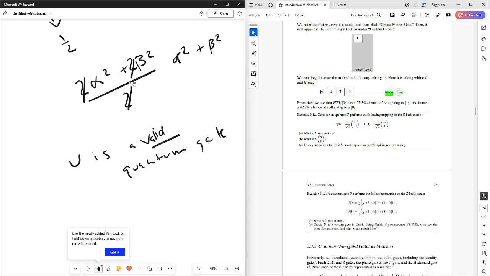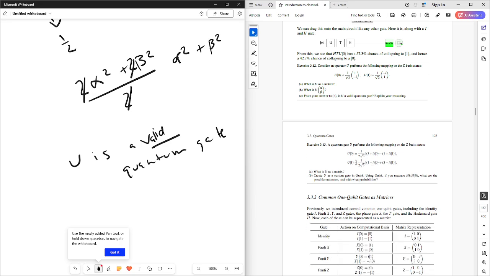All right, perfect. So 3.13, we're gotcha.